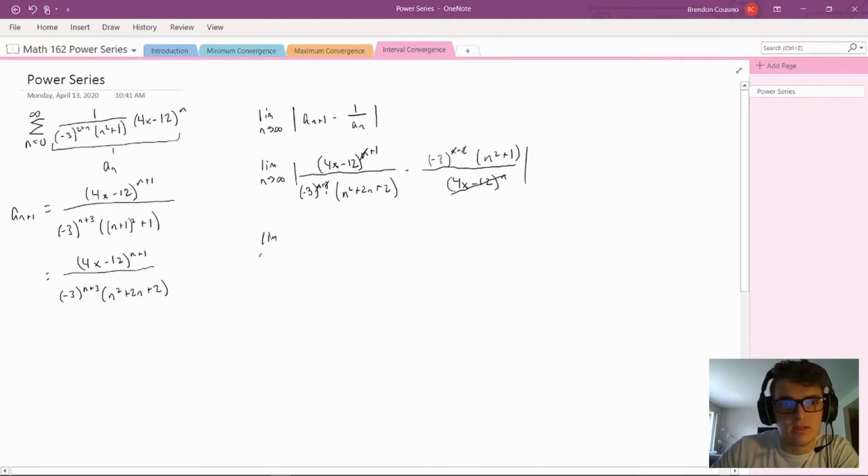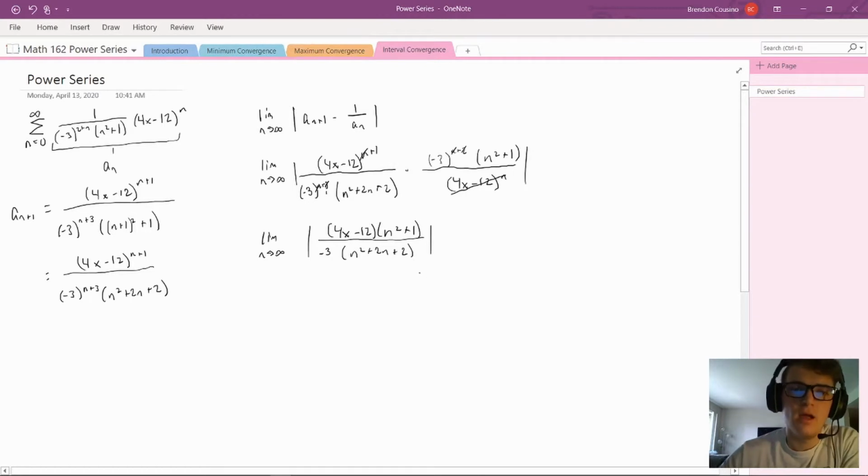So we have the limit as n approaches infinity of a 4x minus 12 left in the numerator to the first power, and then we have an n squared plus 1 left in the numerator divided by, now let's see what do we have left in the denominator. This canceled out. We still have this term, and then we have a negative 3 to the first power. So this is going to be negative 3 times n squared plus 2n plus 2.